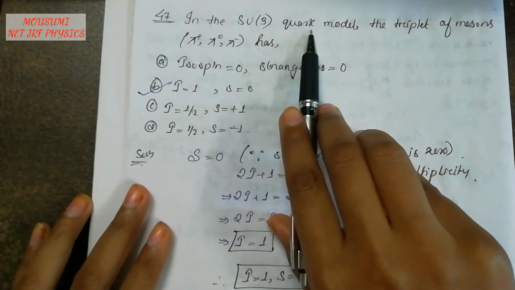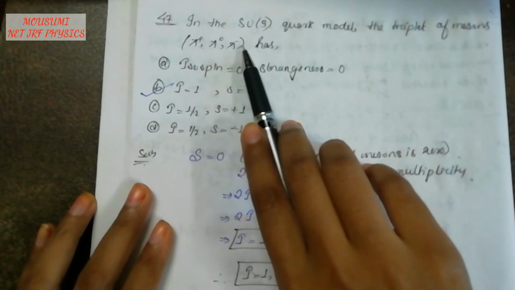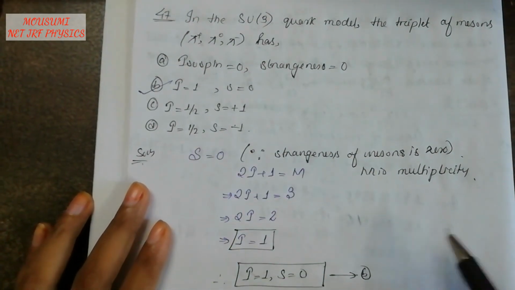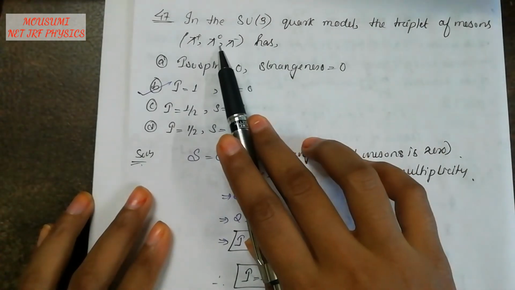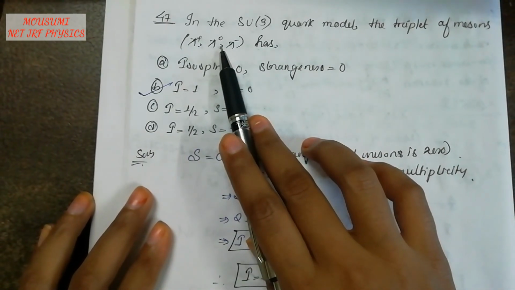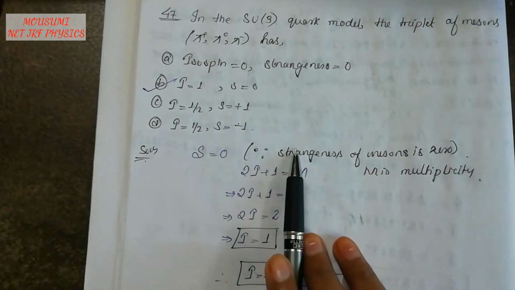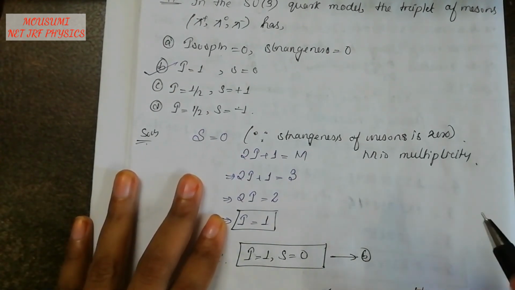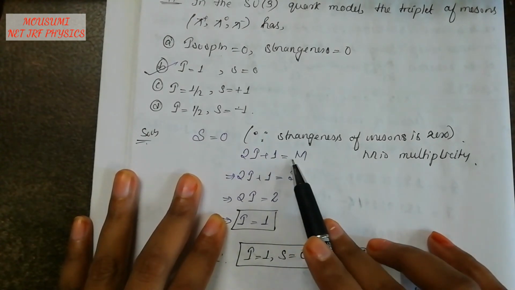In the SU3 quark model, the triplet of mesons, that is pi positive, pi 0 and pi negative, has isospin and strangeness. What is the isospin and strangeness of this triplet of pi 0, pi negative and pi positive in the SU3 quark model? This is what we need to find. So we know that for mesons the strangeness is 0. And the isospin formula we know is 2I plus 1 equals M.